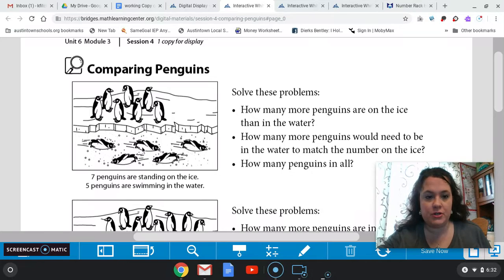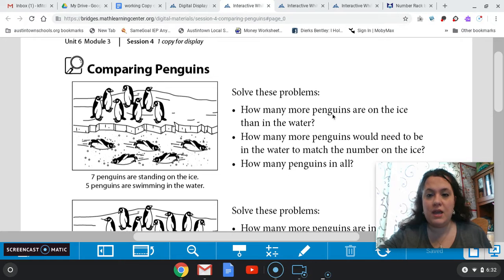So we have a picture, okay? And we see some penguins on the ice and some penguins in the water. And at the bottom of each picture, they're going to tell us what's happening. So it says 7 penguins are standing on the ice, 5 penguins are swimming in the water. So we need to keep that in mind to solve these problems. So we have a couple questions we have to solve here. So let's start with the first one.